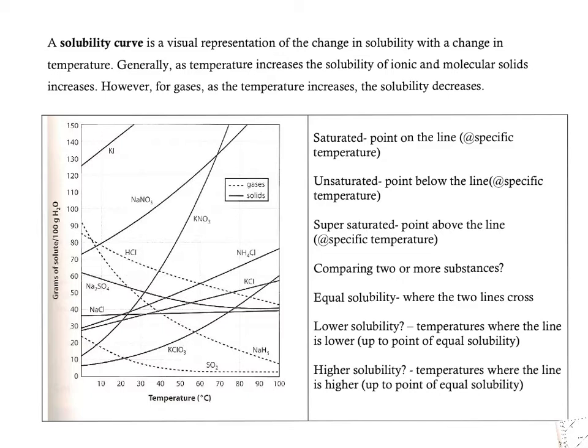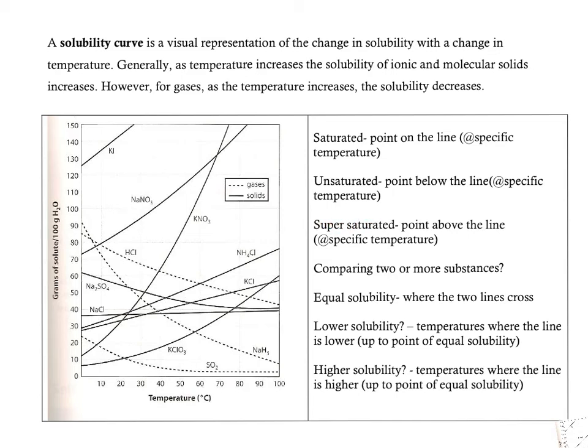Unsaturated means you don't have enough solute, so that will be the area underneath the curve. So if I'm talking potassium chlorate, it's this area down here. I haven't added enough solute. So 60 degrees, if I've dissolved 10 grams, I'm about here. So I am under the line. I should be able to dissolve about 25 grams.